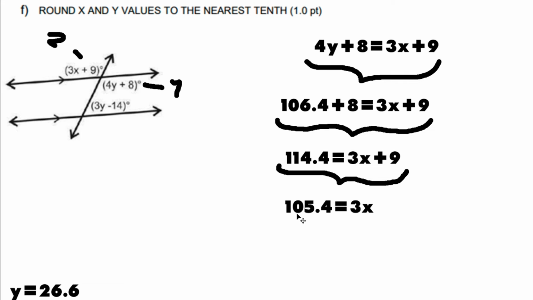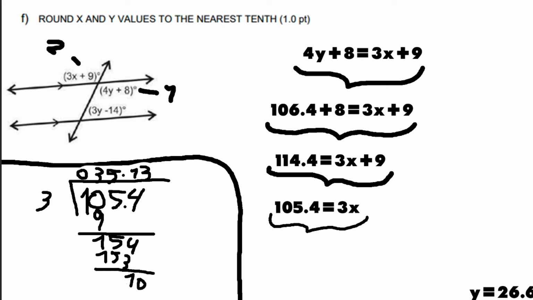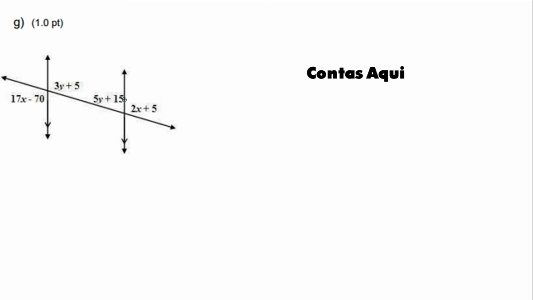Then all we have to do is divide 106.4 by 3, and I'm going to do this right over here. The result we got was that x is equal to 35.1 and 3 repeating. But since we have to round x also to the nearest tenth, it's just 35.1. As we saw before, y is 26.6, and we just discovered that x is 35.1. Very easy, right?